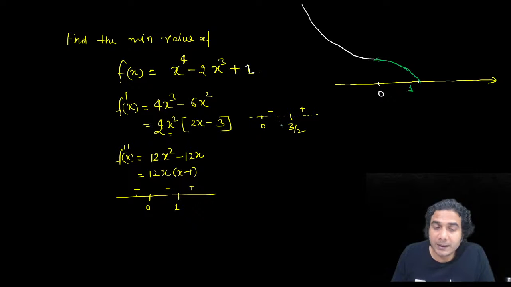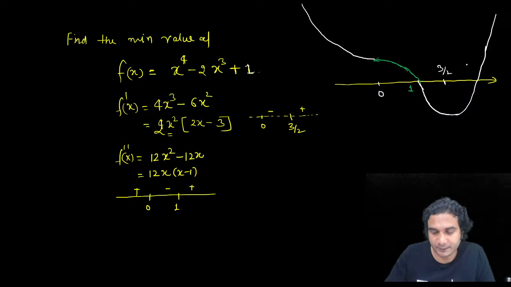After 1 it is still decreasing, but now again concave up, so 1 is a point of inflection again. At 3/2 is the point of minima, where it will have its least value, and after that it will be increasing and always concave up. So the graph will look like this, and the minimum value f_min is equal to f(3/2).